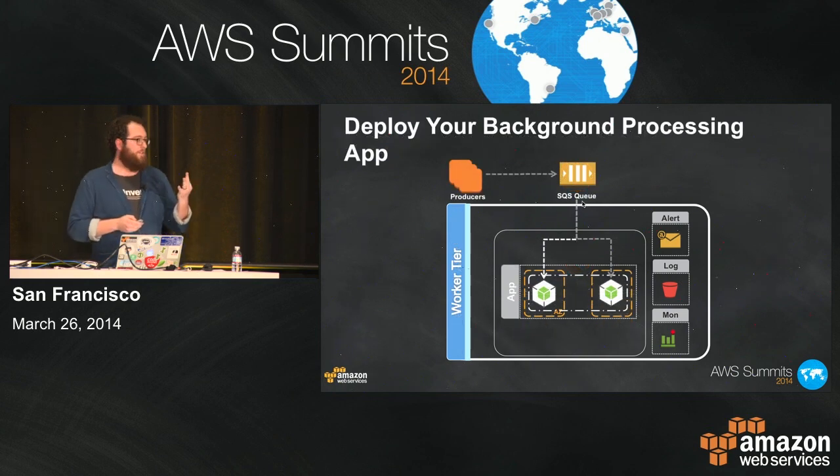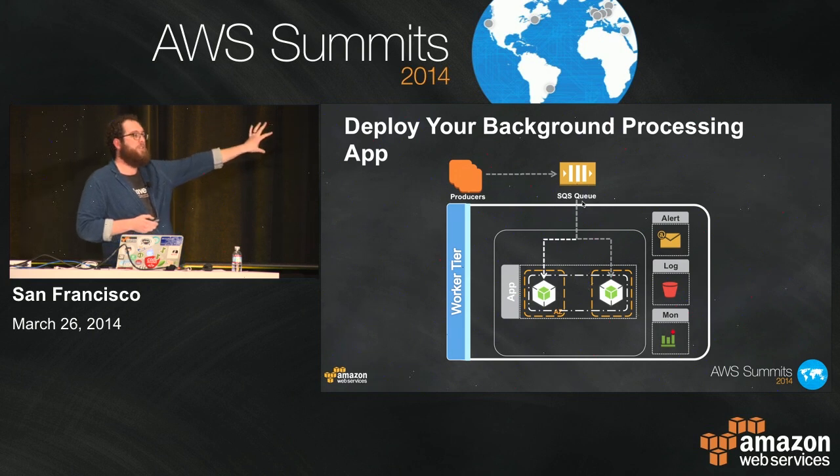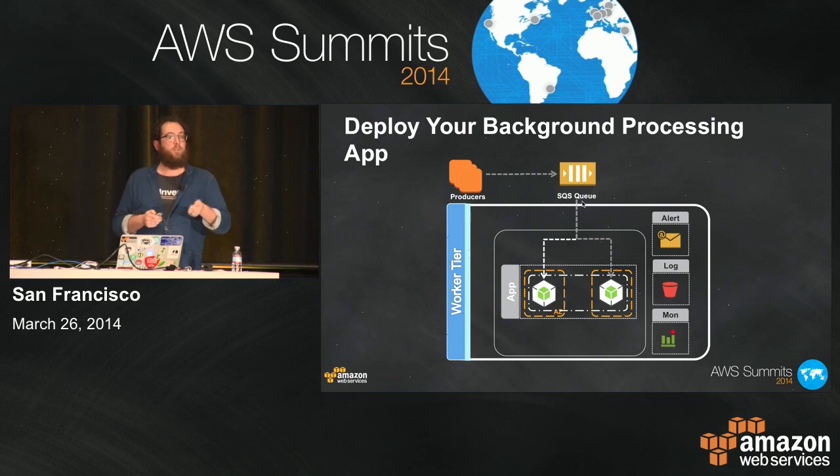Beanstalk supports the third environment type, and this is background task or asynchronous task handling. The idea here is that you have, in the upper left-hand corner, producers. Some application is generating work, and we're pushing that work into SQS, the Simple Queue Service. It's another Amazon service for message handling. The queue integrates with Elastic Beanstalk to send the messages to your applications.